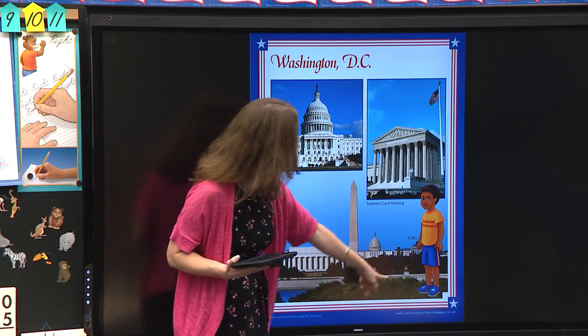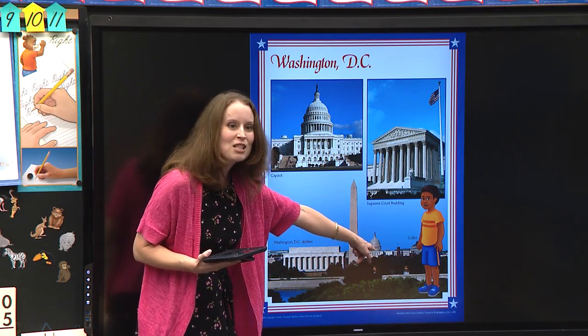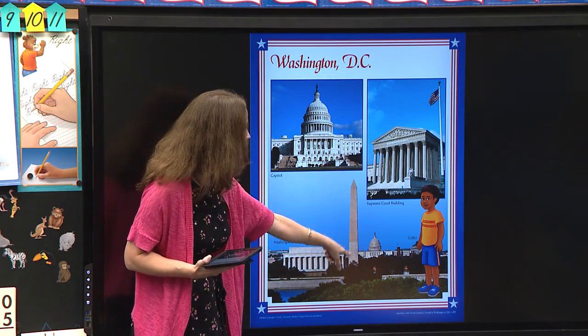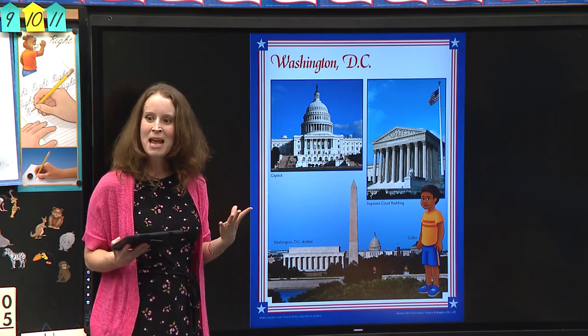Down here, you can see just a picture of Washington, D.C. Can you see the Capitol building right there? There it is, just a little smaller because our picture shows more. Remember what this monument is called? Students watching, why don't you answer first? And what is the name of that monument?